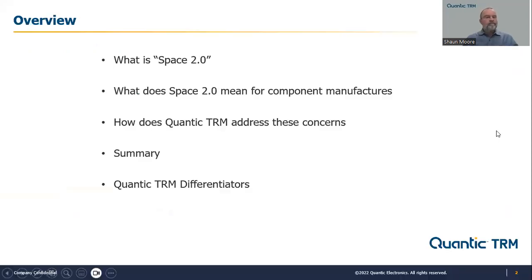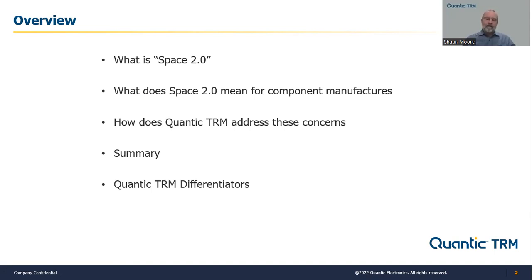Yeah, thank you, Paul. So really what we're going to talk about today is Space 2.0, and we'll start by defining what Space 2.0 really is. And then we'll move into what that means for a component manufacturer like Quantic TRM. And once we understand what those requirements are, how do we address those additional concerns that a space flight component requires. We'll then wrap it up with a summary and go over some Quantic TRM differentiators.